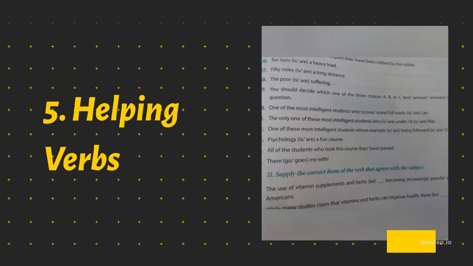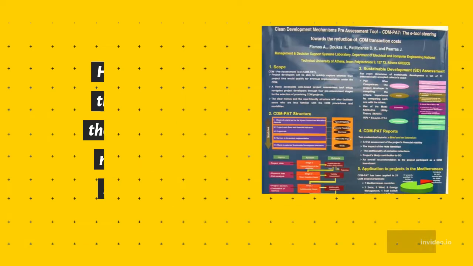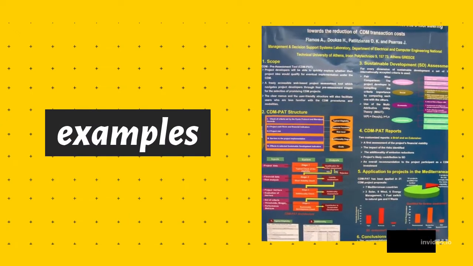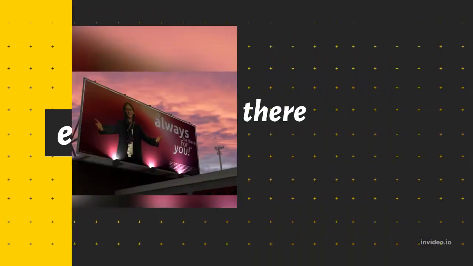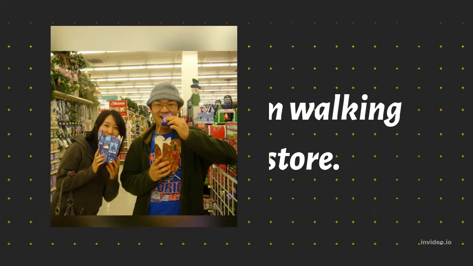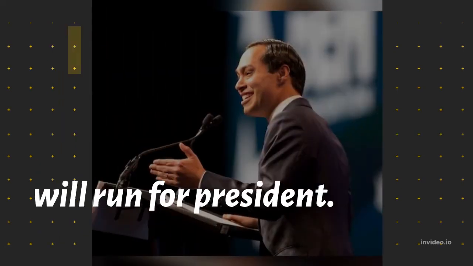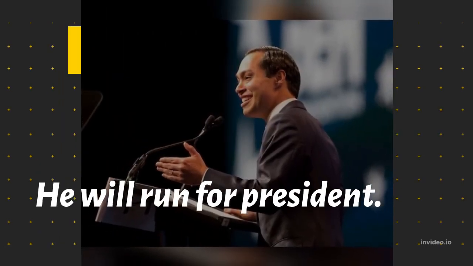5. Helping verbs. Helping verbs do exactly what it seems like they should do. They help. That is, they help the main verb of the sentence by extending its meaning. They are used in cases where the main verb on its own is not sufficient to form a complete thought or sentence. Examples. I have been there before. I am walking to the store. He will run for president.